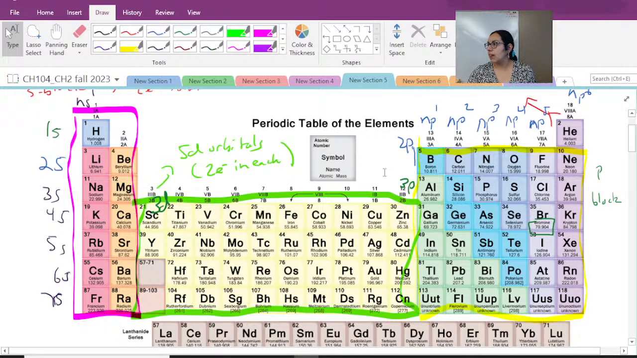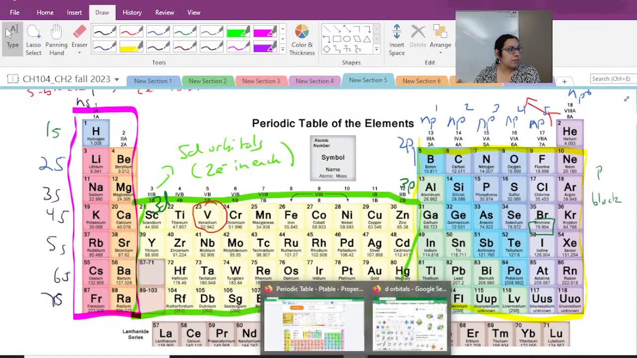Questions so far? Questions? So let's try a trickier one. So let's see how vanadium goes. So take a minute or so and look at vanadium.